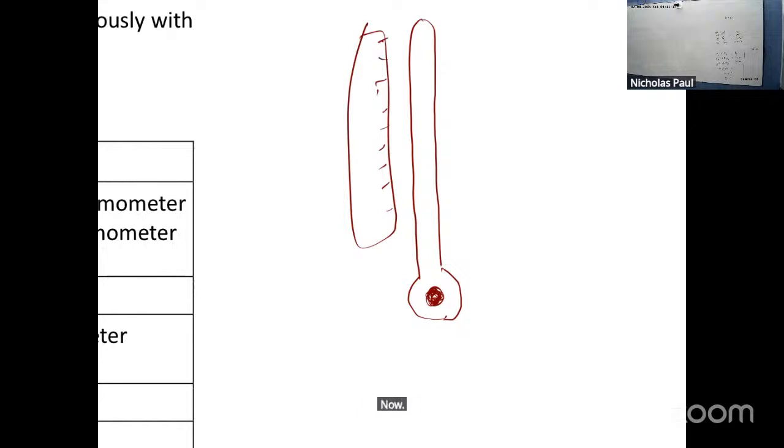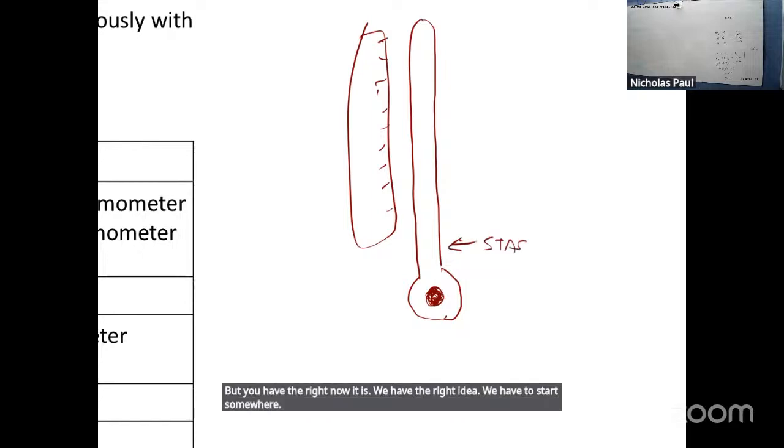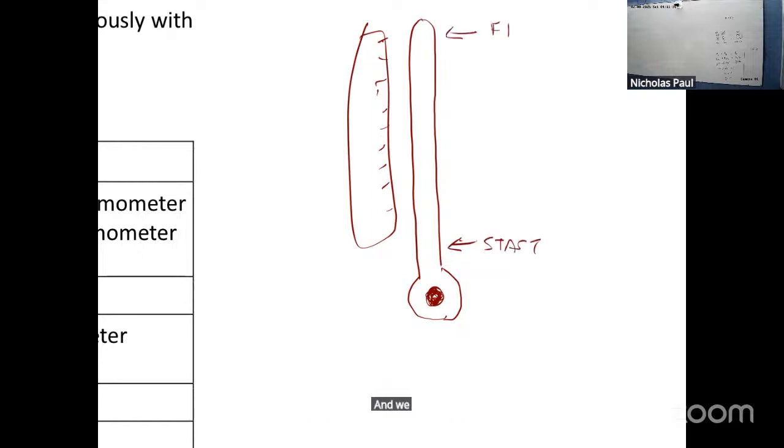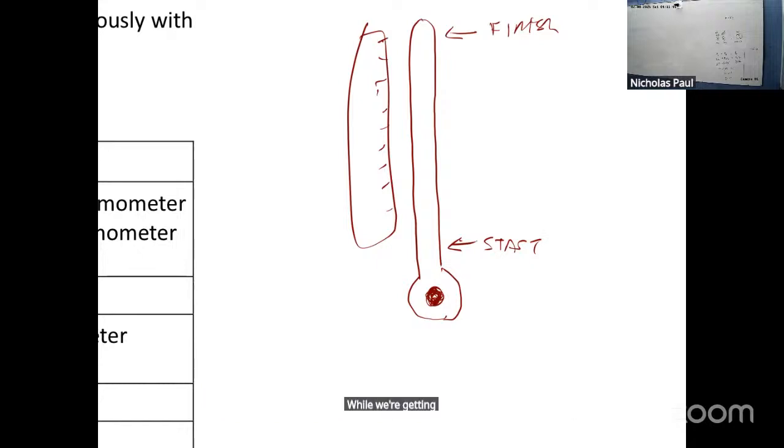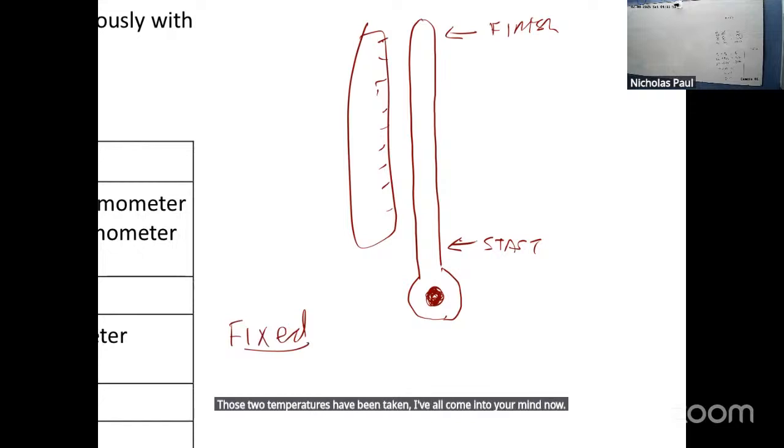So where we started? Well, it's certainly zero. Where is 0? You have the right idea. We have to start somewhere and we have to finish, and then we can use our ruler in between. But how are we getting the start and the finish? You all should be aware of those two temperatures. Those two temperatures that are coming to your mind now are called fixed points.